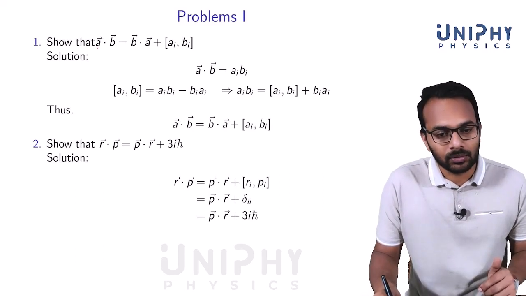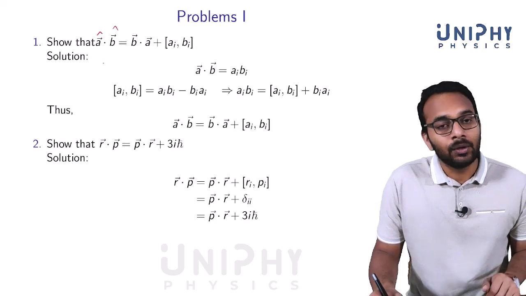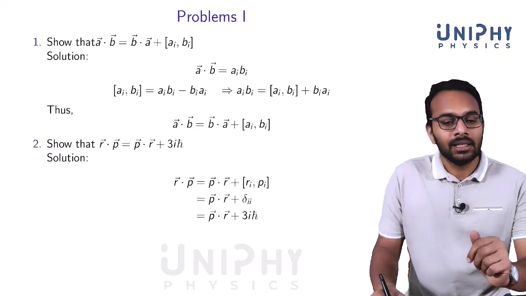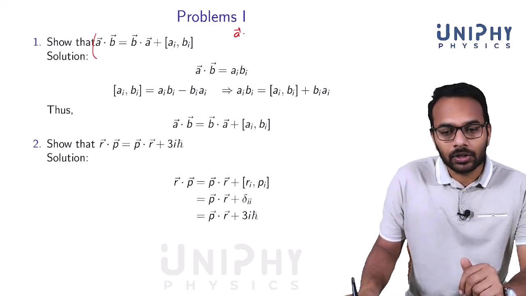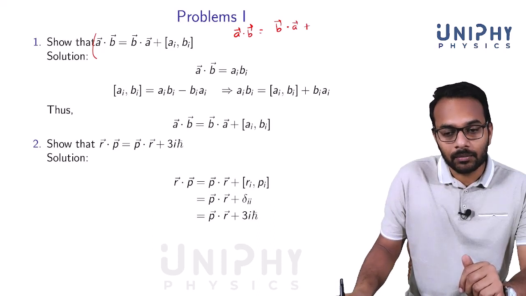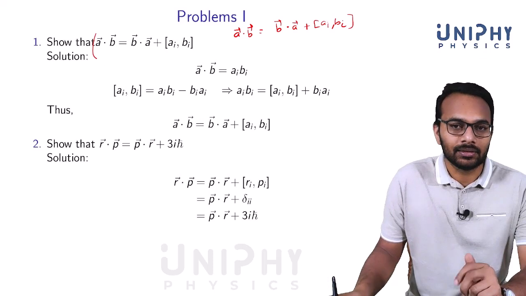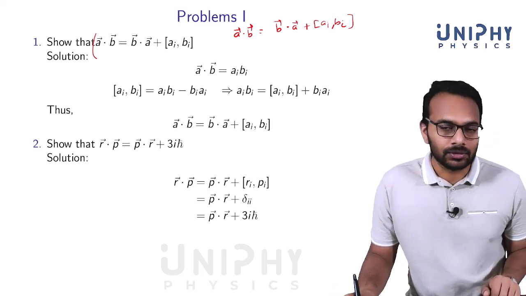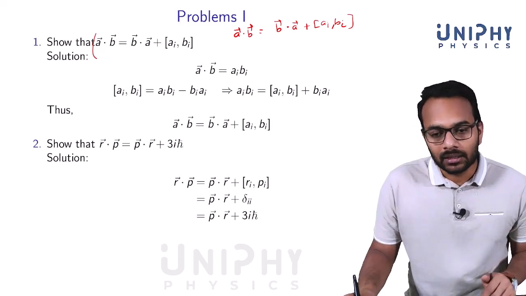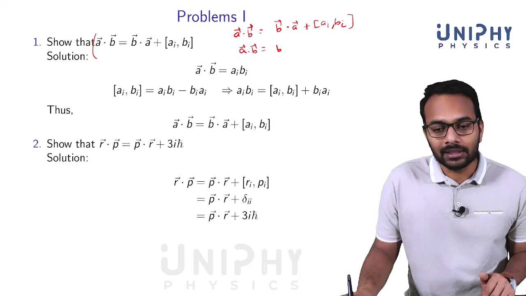So when we talk about vectors here in quantum mechanics, especially in this session, what I mean is actually vector operators. Now we are supposed to show that a vector dot b vector is equal to b vector dot a vector plus the commutator ai with bi. What does this actually mean? Usually for normal vectors, a dot b is equal to b dot a.